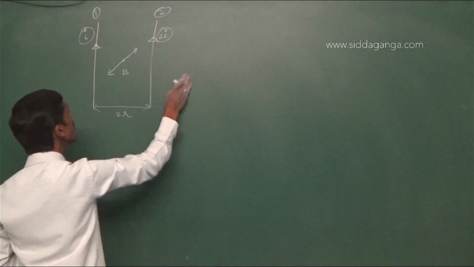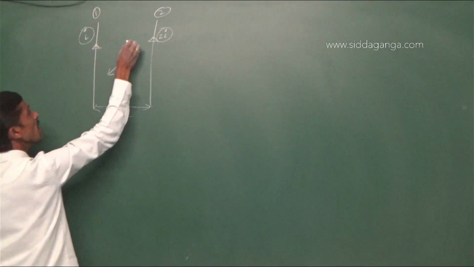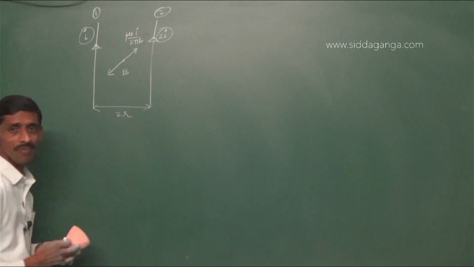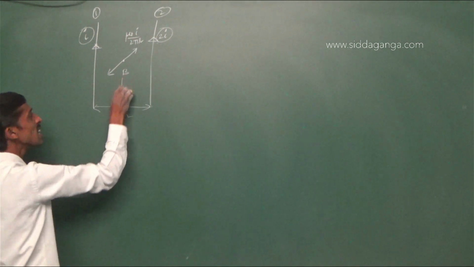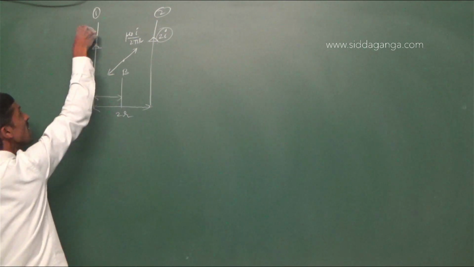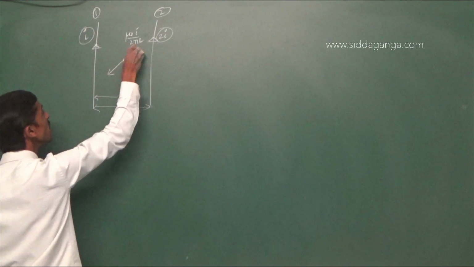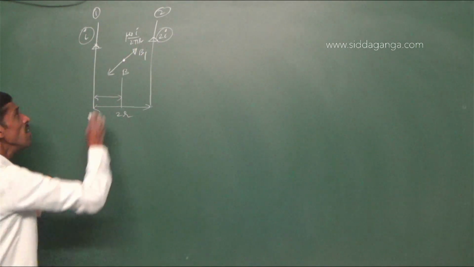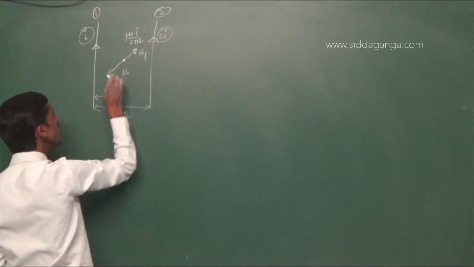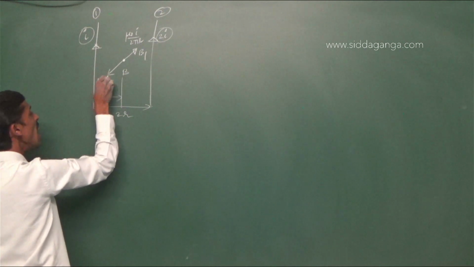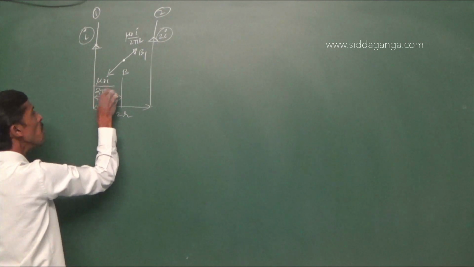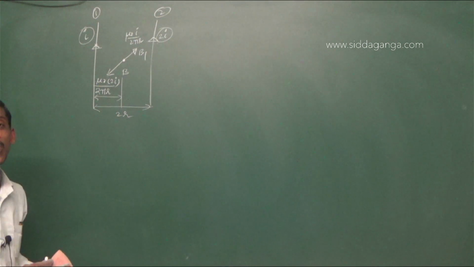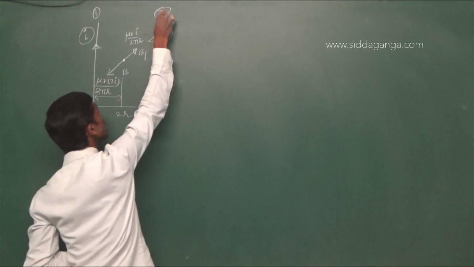What is the magnetic field due to this wire? Mu naught I by 2 pi R, because R is the distance and I is the current. Magnetic field at this point due to the first wire, B1, is mu naught I by 2 pi R. The magnetic field due to the second wire is mu naught times 2I by 2 pi R, because the current is 2 times. Which one is more? The magnetic field of the second wire is more.